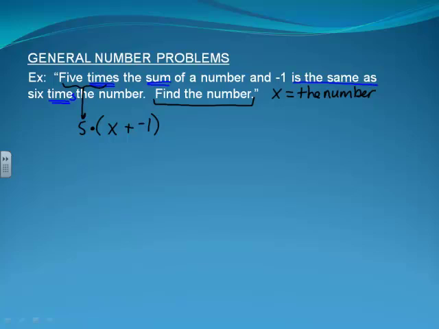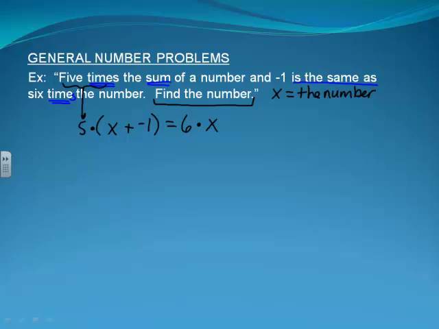So 5 times the sum, or the group, of x plus negative 1 is the same as, that means equals, 6 times, that's 6 times what? 6 times the number, which again is x. All right, so you have your equation. No picture is necessary here.